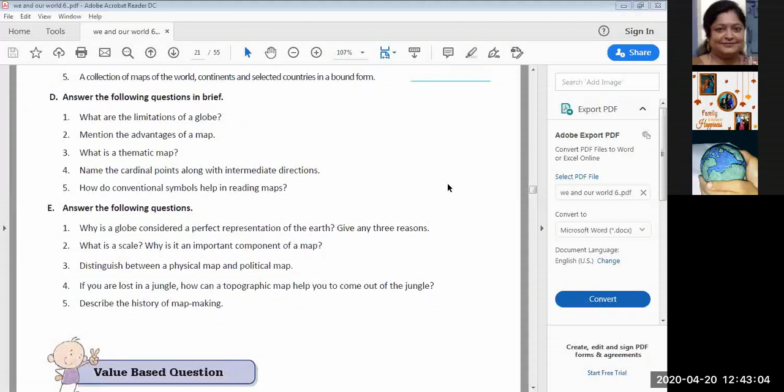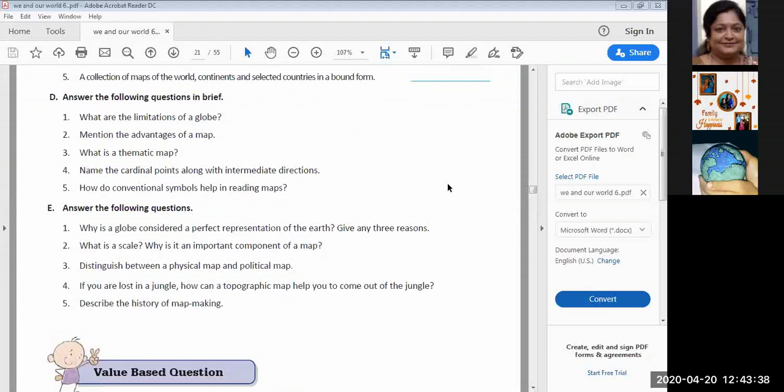If I'm lost in a jungle and I have a topographic map with me, I will see the map and come to know where the jungle ends and where it joins with the roads. I'll be moving in that direction, holding the map in my hand, and it will be easy for me to come out of the jungle. Because a topographic map shows the forest, where the forest ends and where the path is. So we will come to know, and it will be easy for us to come out of the jungle.